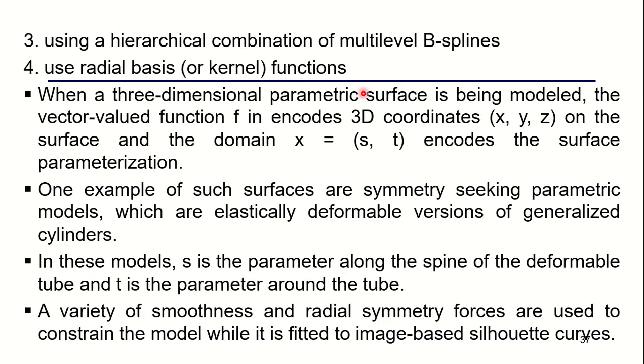When a 3D parametric surface is being modeled, the vector valued function f encodes 3D coordinates x, y, z on the surface and the domain x equals (s, t) encodes the surface parameterization. One example of such surfaces are symmetry seeking parametric models, which are elastically deformable versions of generalized cylinders.